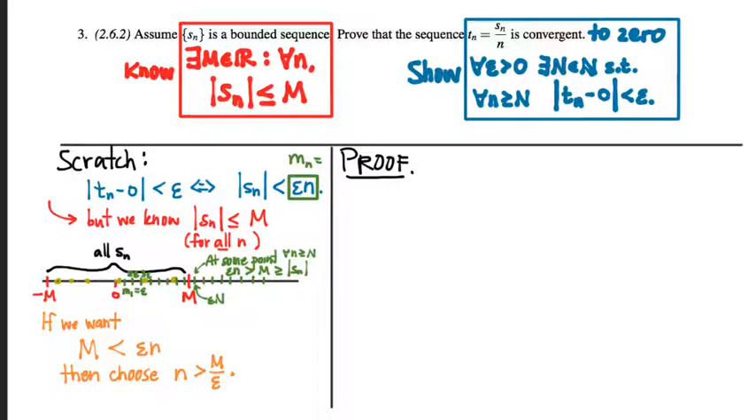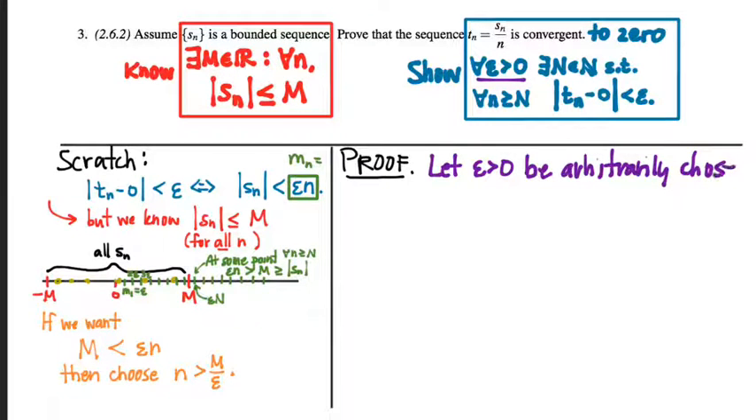So in purple, how do we start this proof? Let epsilon greater than 0. Yes, every proof of a convergence begins with addressing this universal quantifier right here, for all epsilon greater than 0. So we have to prove something which doesn't depend on the value of epsilon, so let's let epsilon greater than 0 be arbitrarily chosen. Great. So someone chooses an epsilon for us.